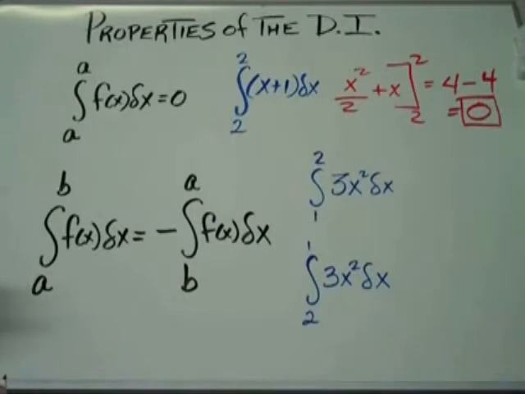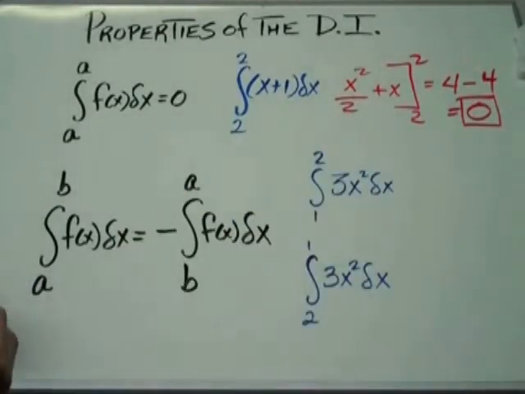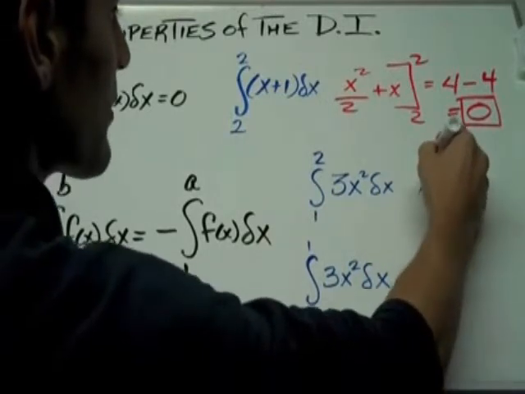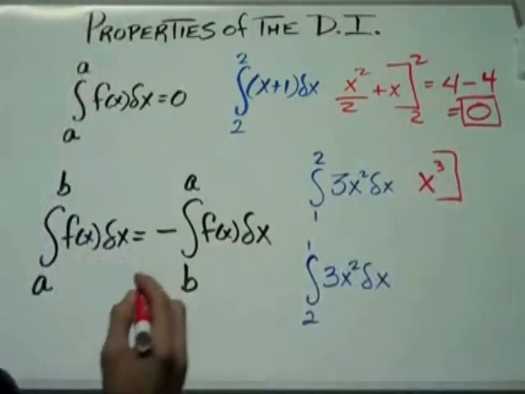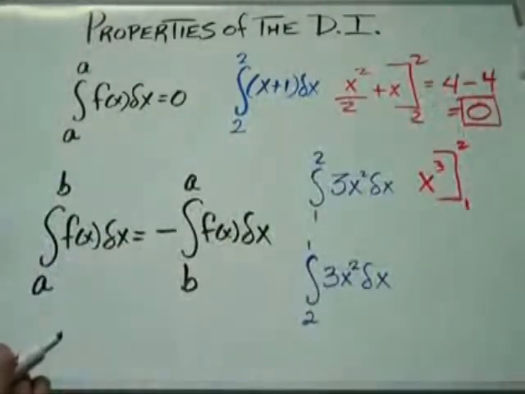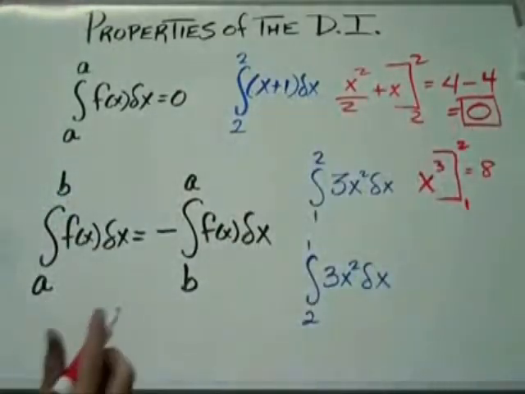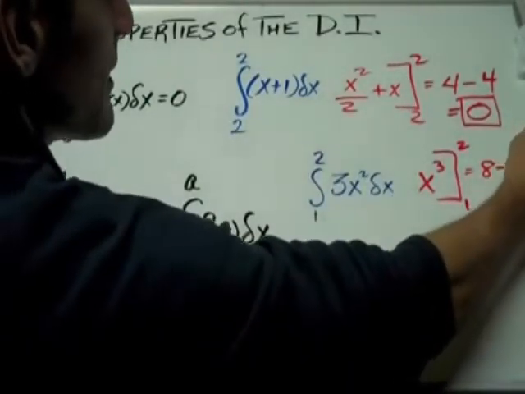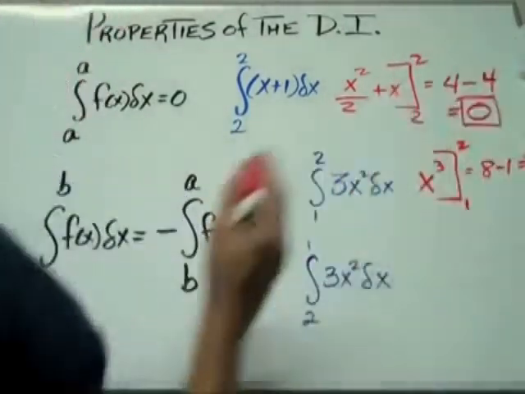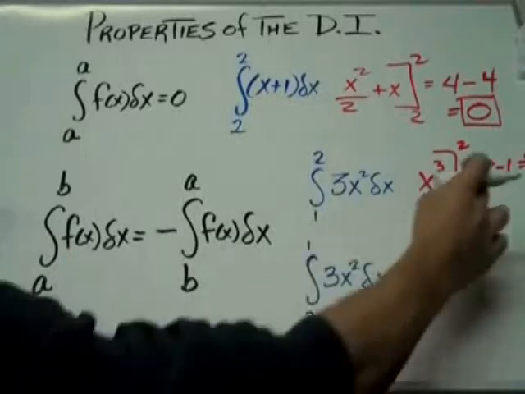3x squared dx. First we find the indefinite integral, which would be add and divide. When I add to that exponent and then I divide, I get x to the third over 3. The 3's cancel, and I'll get x to the third evaluated from 1 to 2. That is, plug in a 2 and you get 8. Plug in a 1 and you get 1. 8 minus 1 is 7. So our integral for this from 1 to 2 is 7.